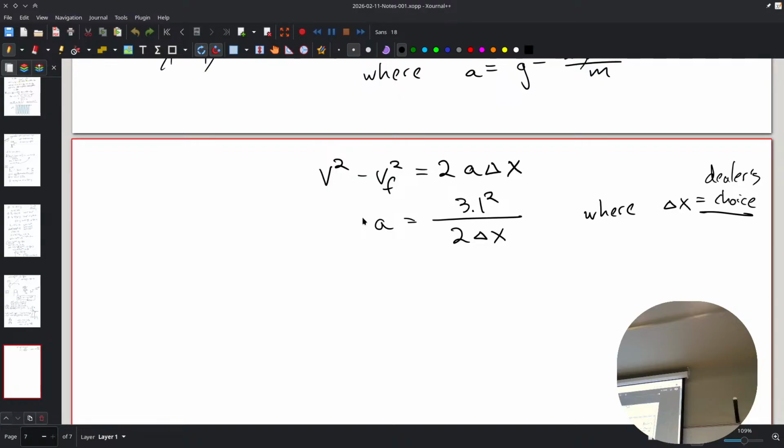Delta x is 0. No. Oh, okay. Let's say a is 0. You don't have to use that. If a is 0, then velocity will be a constant. It won't keep accelerating, but if it came in at 3 meters per second, it would just stay at 3 meters per second all the time.